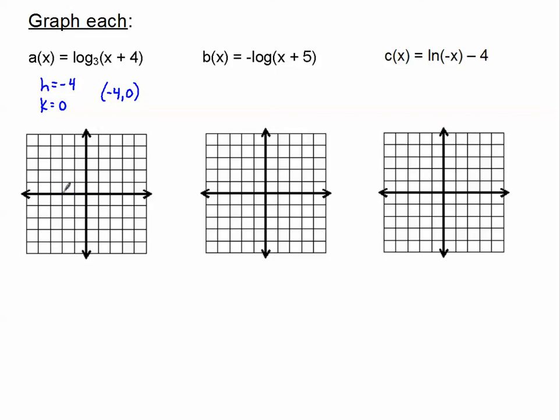I like to go to that starting point and put a little box or some sort of indicator that that's where I'm starting, because that also tells me where my vertical asymptote will be, and there it is. Now the only thing I need to look at in my function is the base. I've already dealt with the shift. Now it's just base 3.